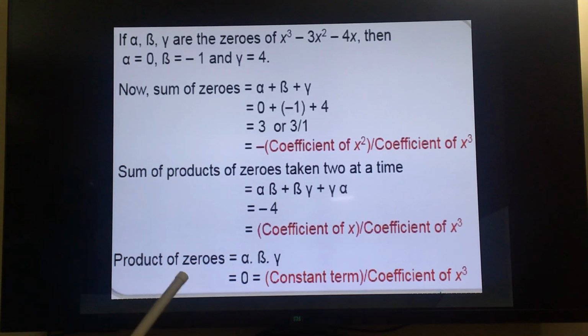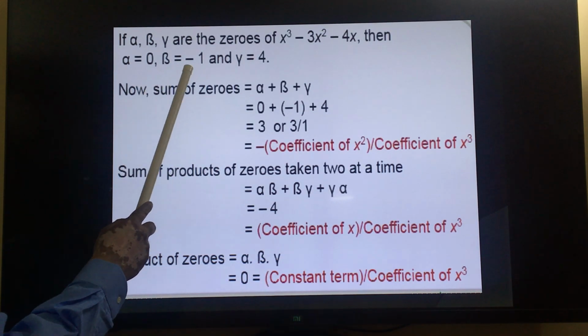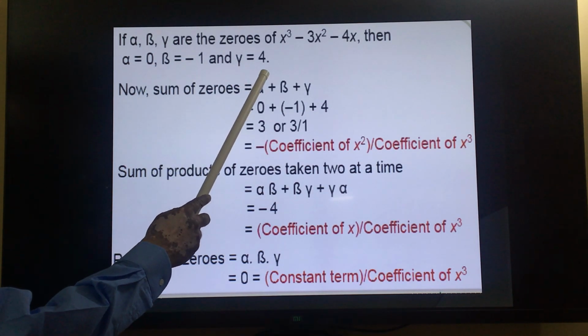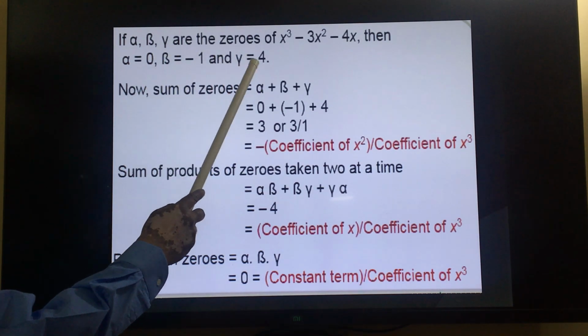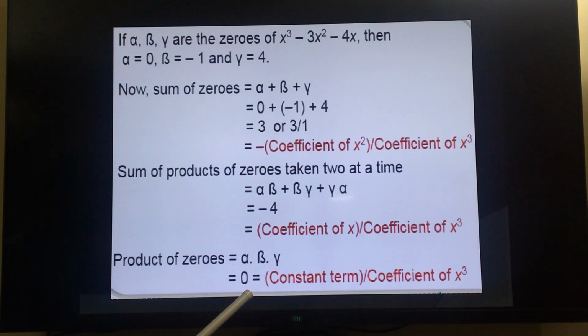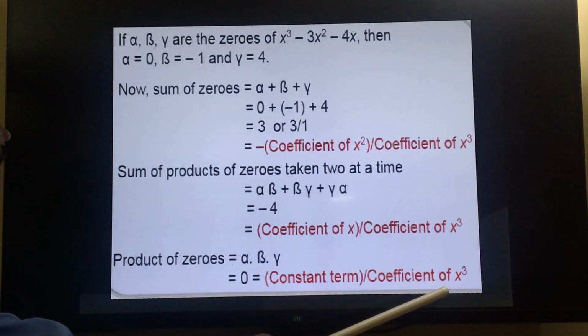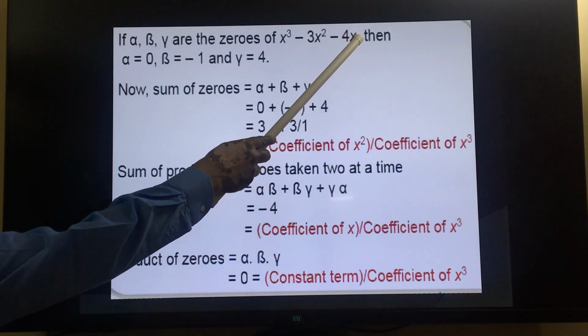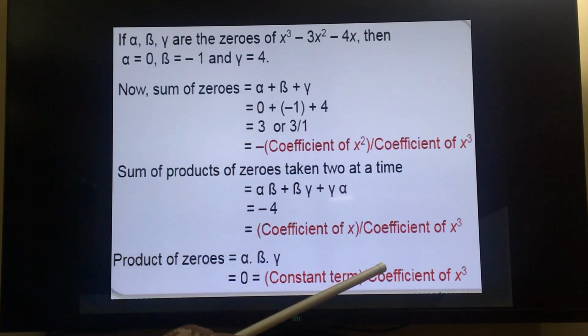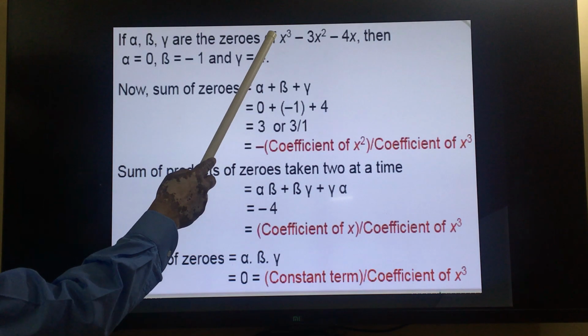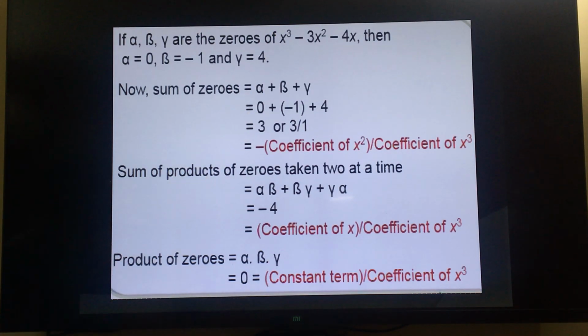So dear children, now you can find out the product of zeros, that is equal to alpha into beta into gamma. Alpha is equal to 0, beta is equal to -1, gamma is equal to 4. So 0 into -1 into 4 will become 0. This will be equal to the constant term upon coefficient of x cube. Constant term is nothing here, so that is 0 upon coefficient of x cube, that is 1. So 0 upon 1 is equal to 0.